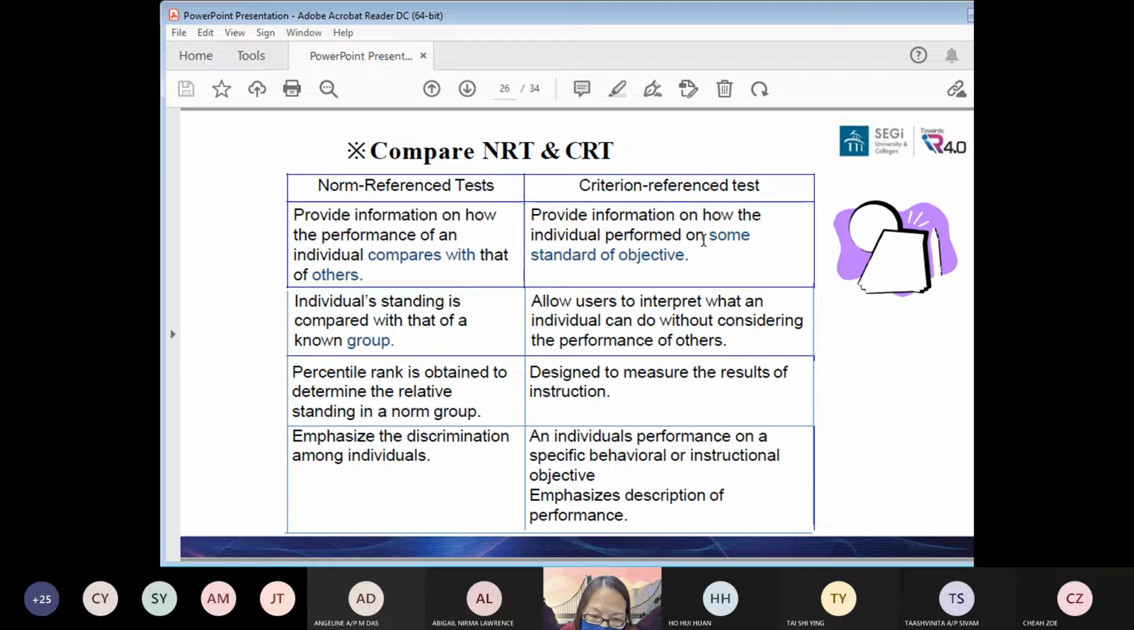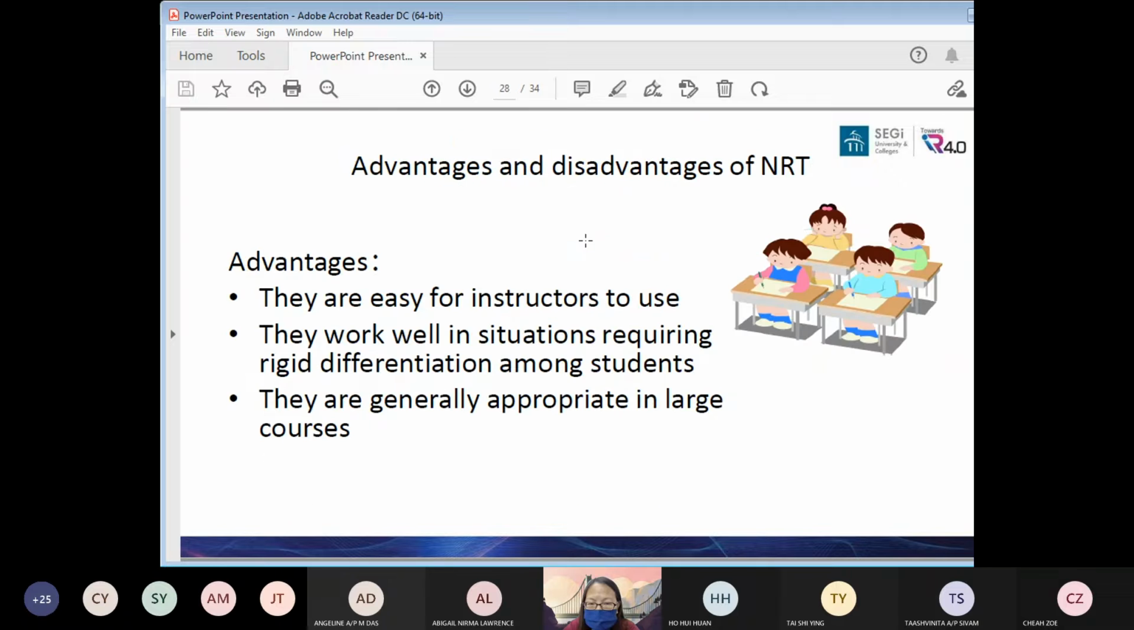Norm reference emphasizes the discrimination among individuals. When you compare one person and another, most people don't like to be compared. But when you compare, you emphasize, yeah, how am I doing compared to that person? Am I better? Am I worse? Or the same? Criterion reference: an individual's performance on a specific behavioral or instructional objective is an indication, yeah? It emphasizes description of performance, how well that one person did according to the criteria. Any questions?